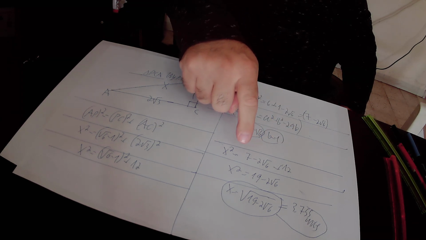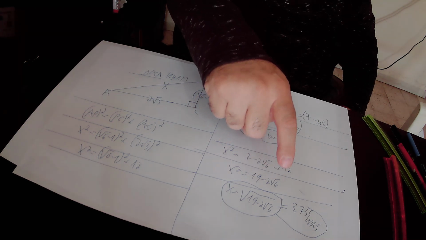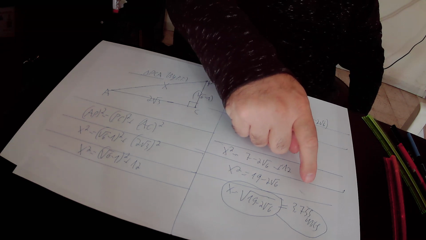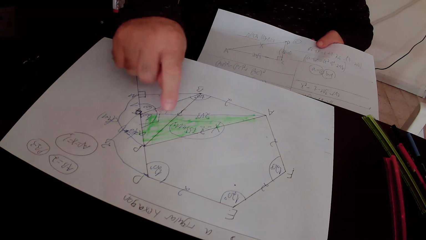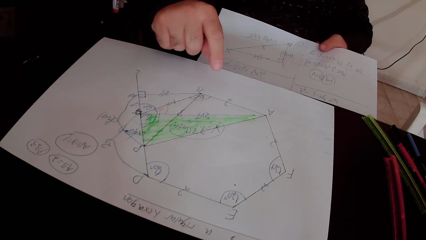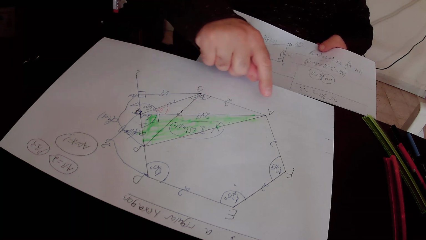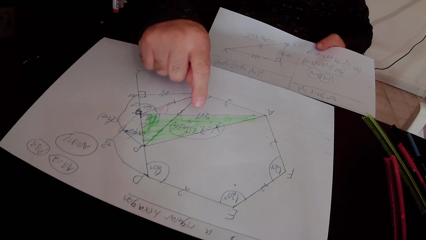Here we took the square root of this equation and we found out that x equals the square root of 19 minus 2 times square root of 6. Or in terms of numbers, x equals 3.755 units. I'll repeat again. Line segment AP that is equal to x is equal to either the square root of 19 minus 2 times square root of 6 units, or in terms of numbers, 3.755 units.